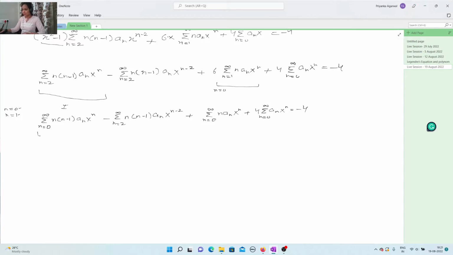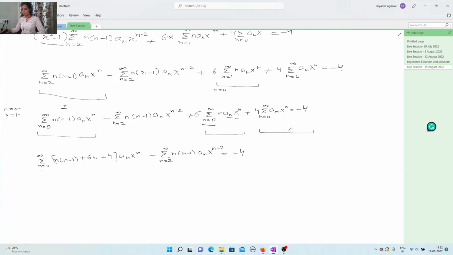So this term and this term and this third term, here I'm missing 6. We can combine these three terms, right? Because all are starting from summation n equals 0 to infinity and have a_n and x^n. So let's write it as summation n equals 0 to infinity of n(n-1), plus from here we will get 6n, plus from here we will get only 4, times a_n x^n, minus summation n equals 2 to infinity n(n-1) a_n x^(n-2) equals minus 4.